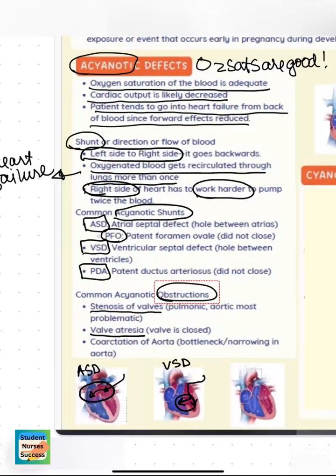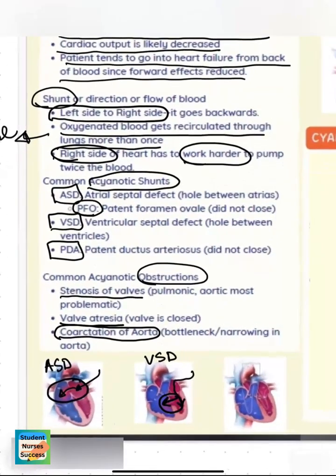A more common thing is what's called a coarctation of the aorta. A coarctation of the aorta is actually a bottleneck in the aorta. And we actually will see it in this particular picture right here. What we see is that the blood is nice and oxygenated, so it's acyanotic. And as the blood comes through the left ventricle and pumps out through the aorta, there's a narrowing right here. And that narrowing is going to decrease cardiac output and flow to the body.